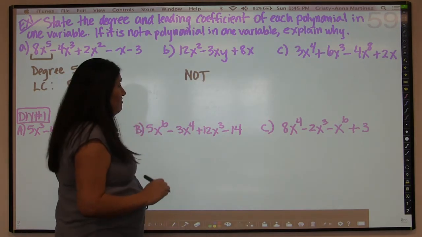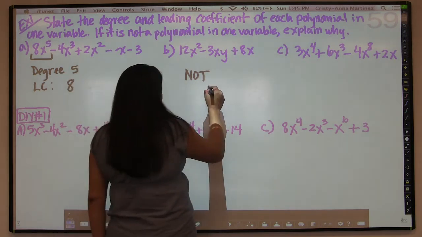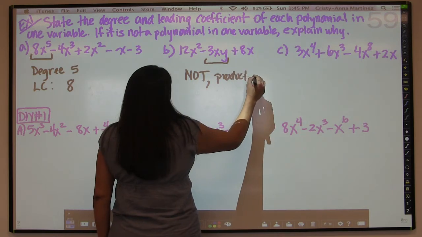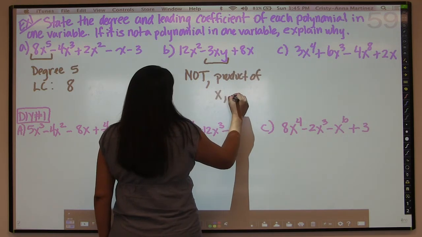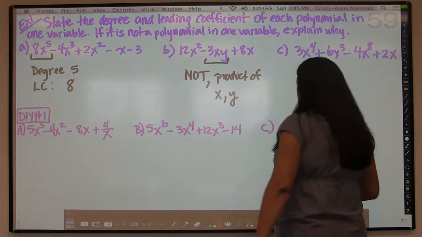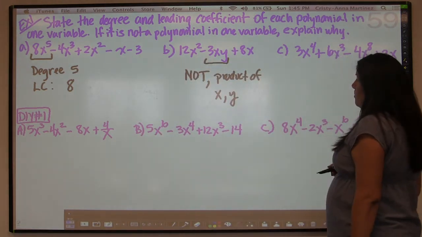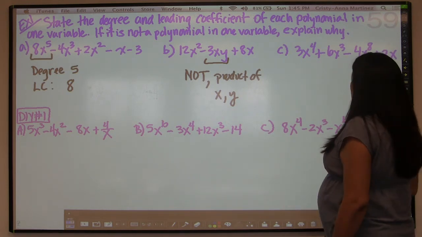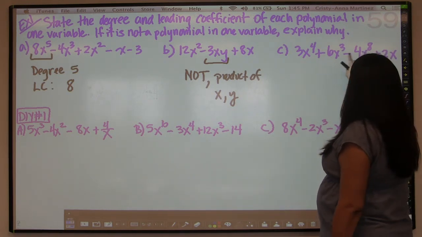In part B, this would be not a polynomial in one variable, and the reason why it's not is because you have a product of x and y in this case. So we can't have two different variables like that there. So letter B is not a polynomial in one variable, so therefore we can't talk about the degree or the leading coefficient.